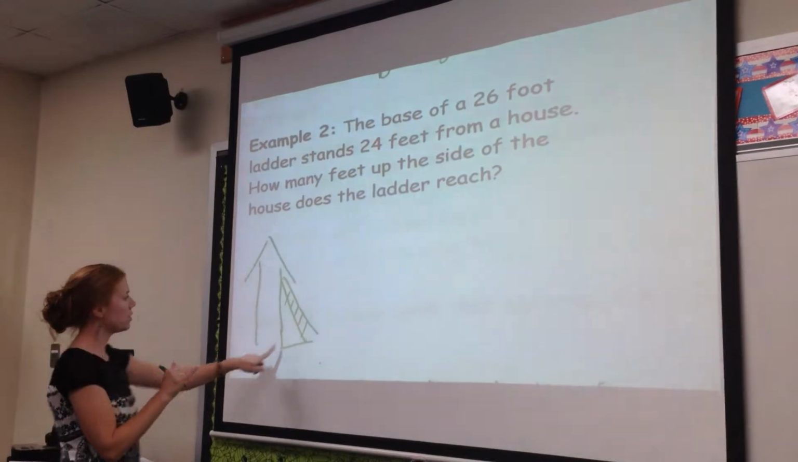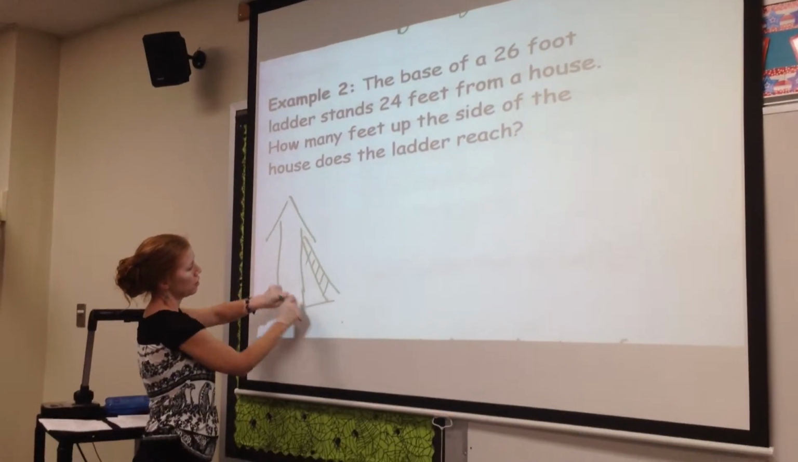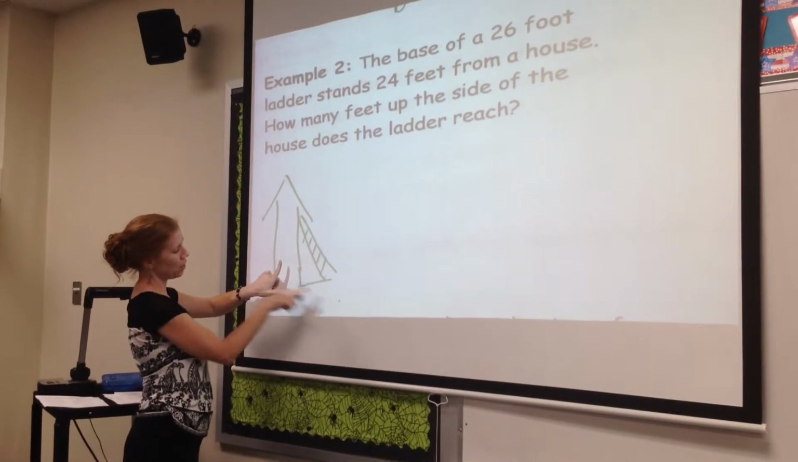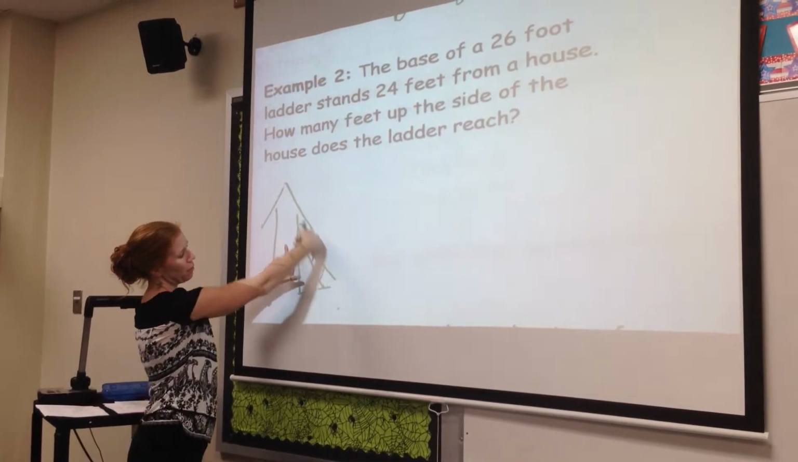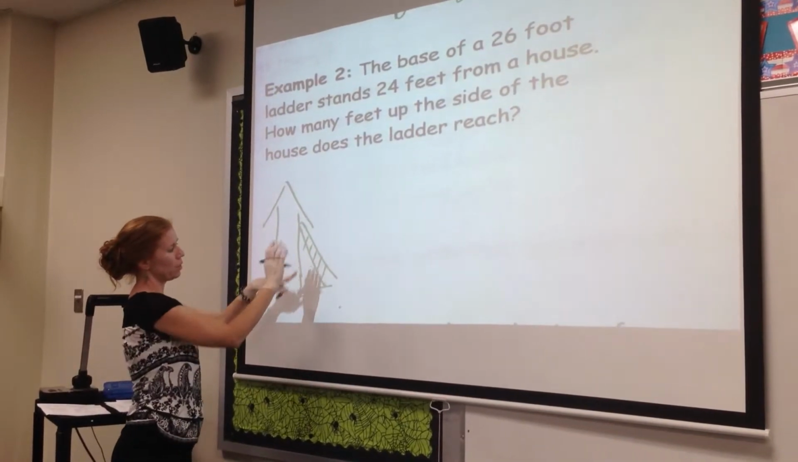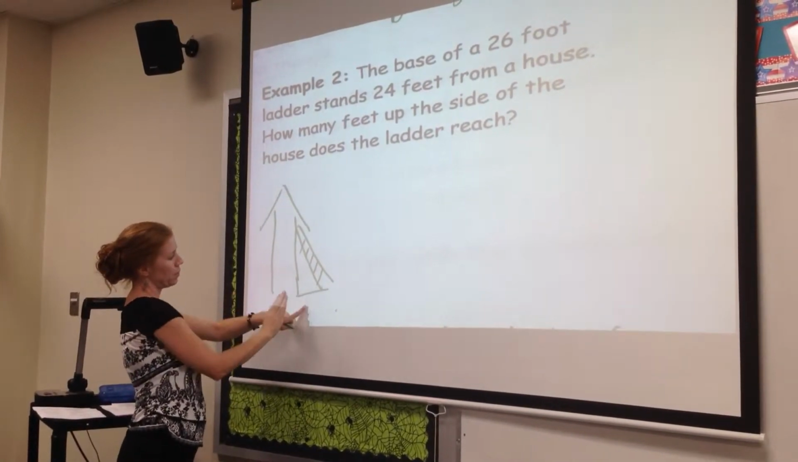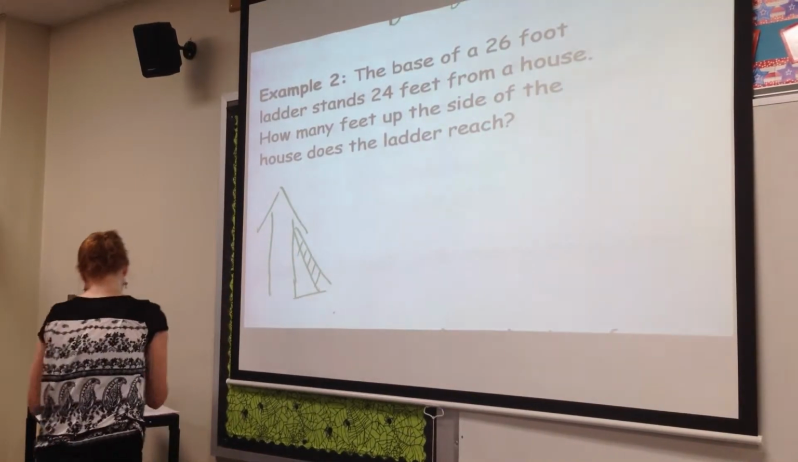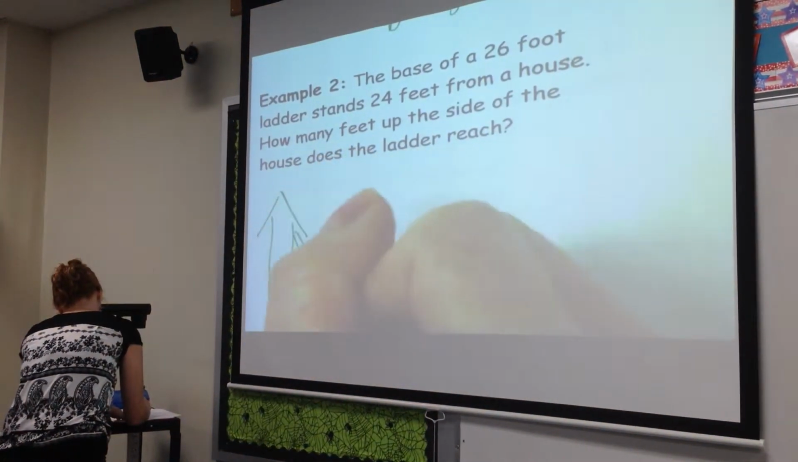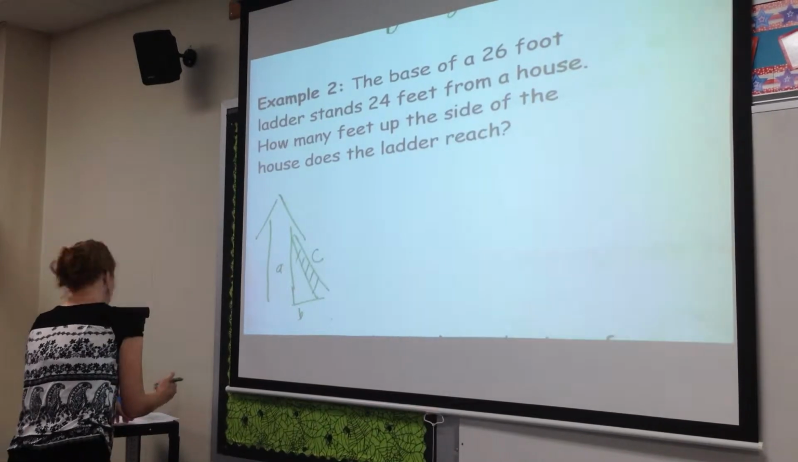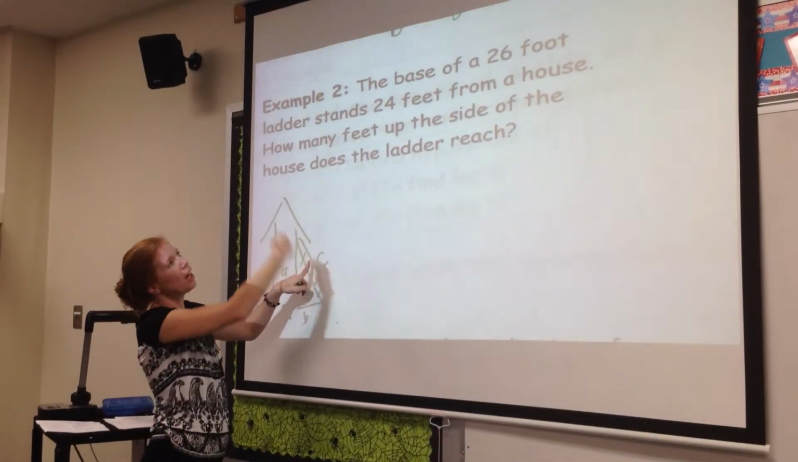Okay, I know that this, here's my triangle. There's my right angle. This is going to be my hypotenuse. So I'm going to go ahead and label A, B, C. Okay, it told me the hypotenuse.